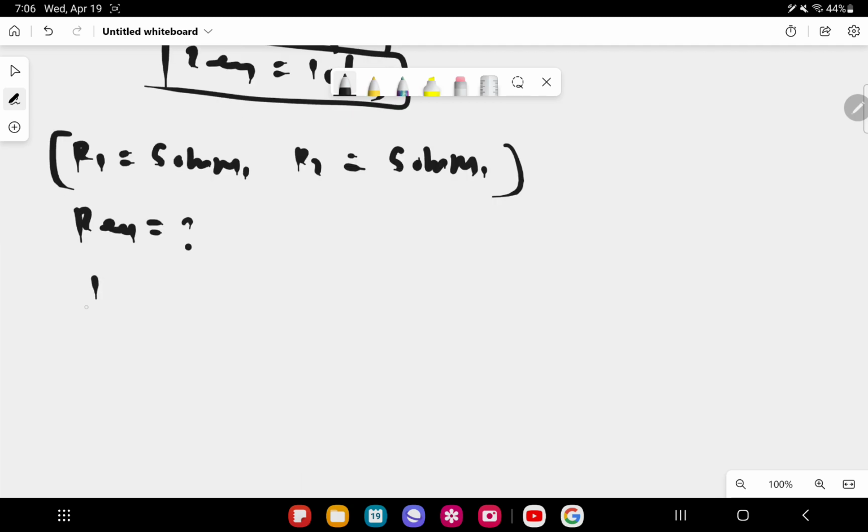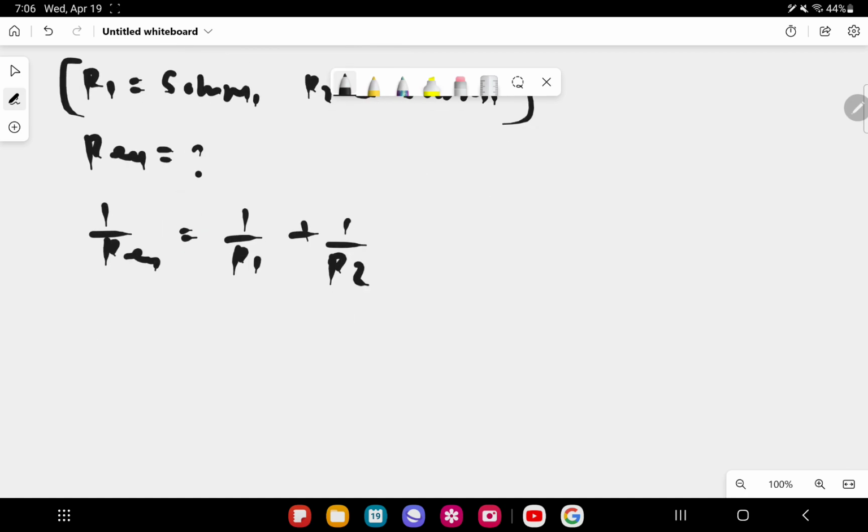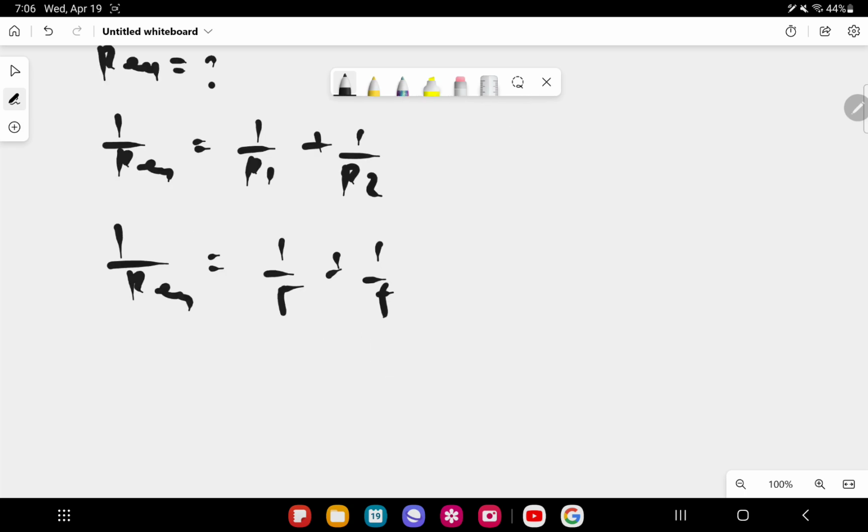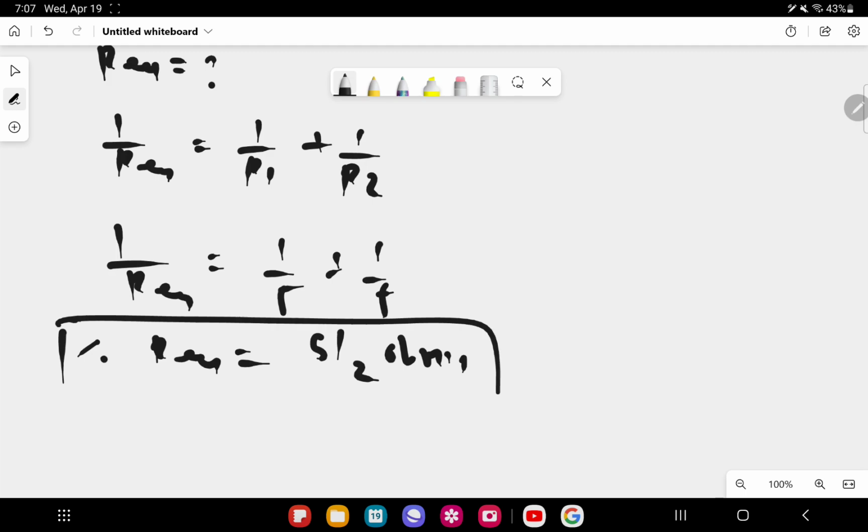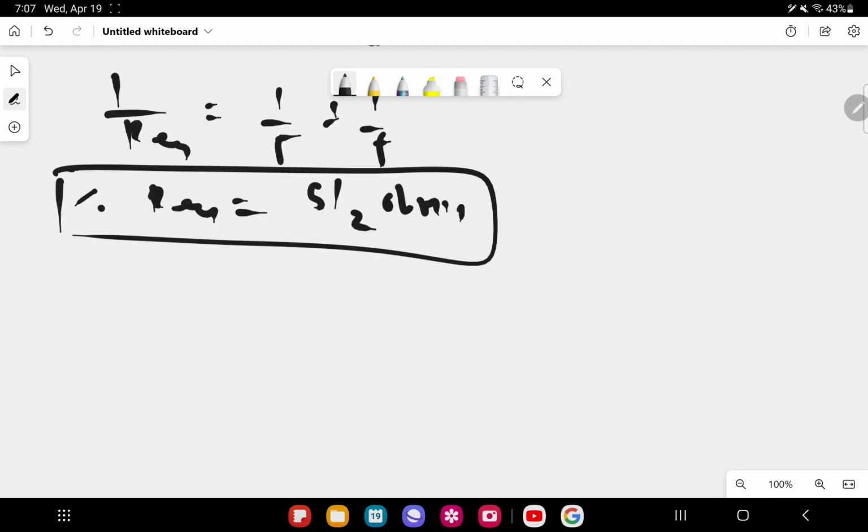Now according to the formula, 1 over R equivalent is equal to 1 over R1 plus 1 over R2. Now let's substitute the value of R1 and R2 into this equation in order to calculate the value of R equivalent. So 1 over R equivalent is equal to 1 over 5 plus 1 over 5, and therefore R equivalent is equal to 5 over 2 ohms. Right?